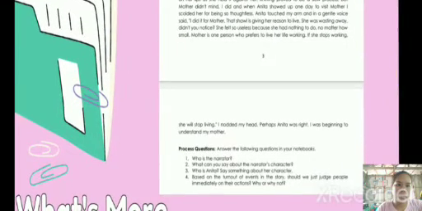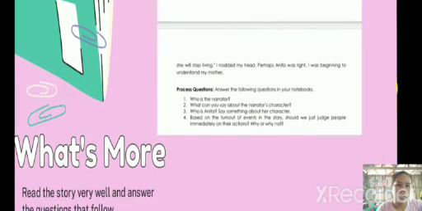So the process questions are: answer the following questions in your notebooks. Number 1, who is the narrator? Number 2, what can you say about the narrator's character? Number 3, who is Anita? Say something about her character. Number 4, based on the turn of events in the story, should we just judge people immediately on their actions? Why or why not?